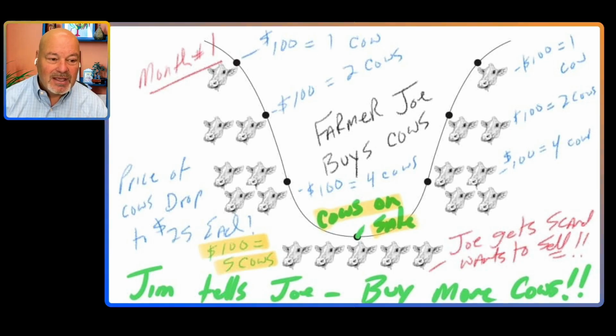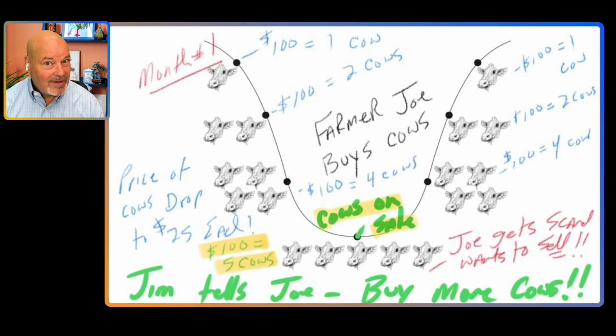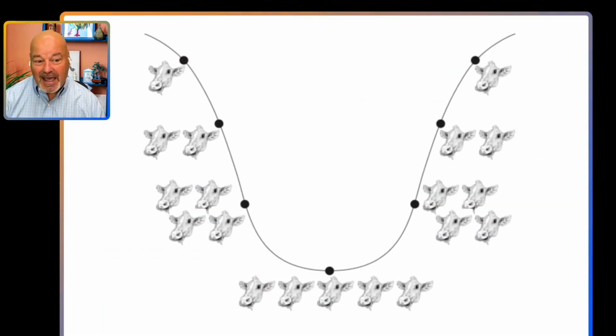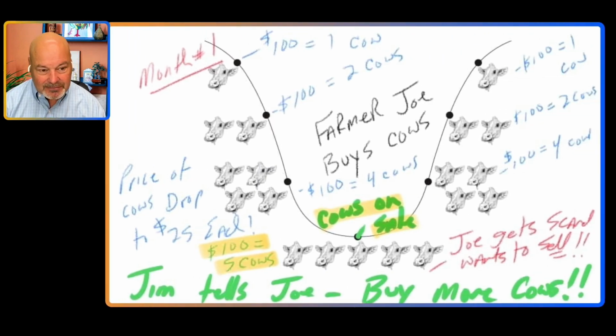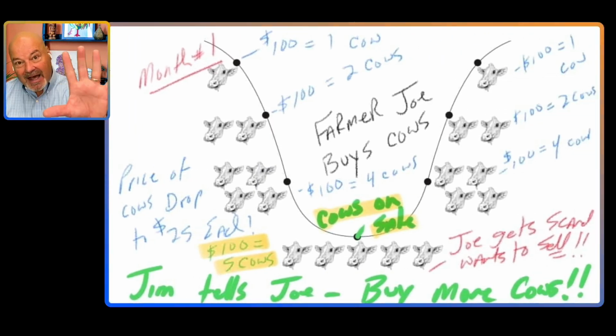The next month, cows drop to $25 a head. Just like an investment, that can happen in your investments. Something drops to 25%. That's unusual, but when it happens, you're going to be able to buy more of it. So in Farmer Joe's case, he gets to buy 4 cows that month. So again, he's buying cows, he's spending $100, he's investing $100 a month, and the price of cows just keeps changing.